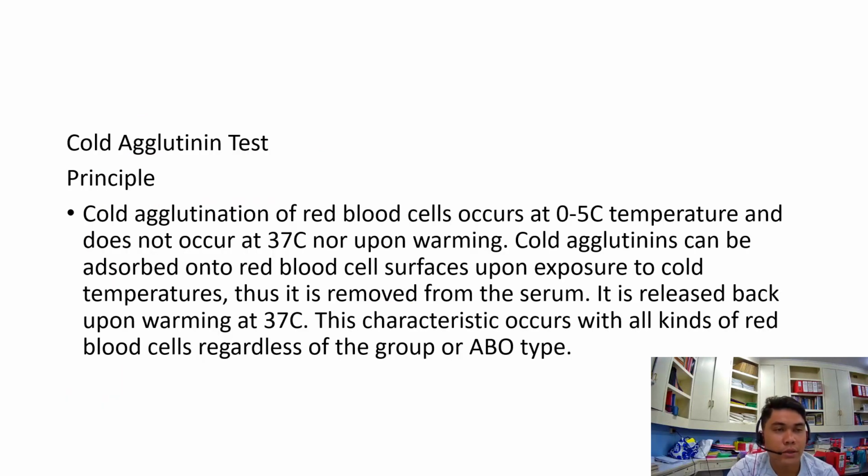Next, for the cold agglutinin test, the principal cold agglutination of red blood cells occurs at 0 to 5 degrees Celsius and does not occur at 37 upon warming. Cold agglutinins can be adsorbed onto the red blood cell surface upon exposure to cold temperature, thus it is removed from the serum. It is released back upon warming at 37. This characteristic occurs with all kinds of red blood cells regardless of the group or ABO type.